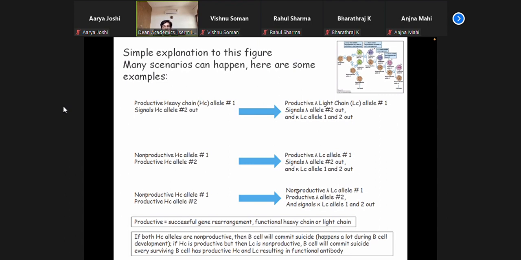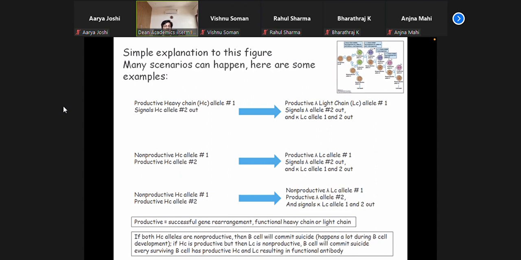Okay. So now you can come up with all kinds of possibilities that exist to rearrange both on heavy chain and light chain, for both lambda and kappa, right? So productive rearrangement means you have successfully rearranged these segments, VDJ for heavy chain and VJ for light chain, right? Both for heavy and light. So this is what productive means, right?